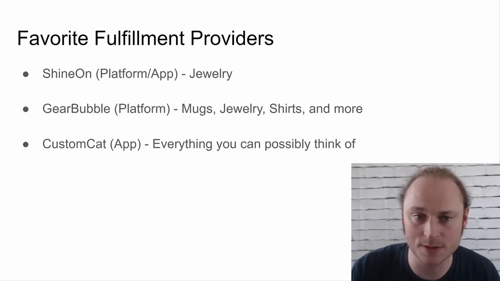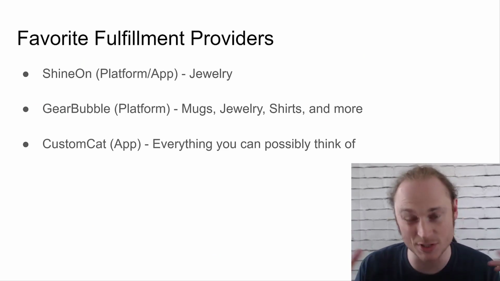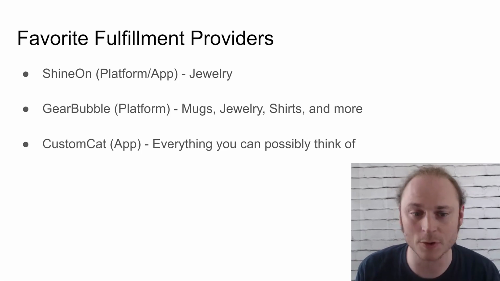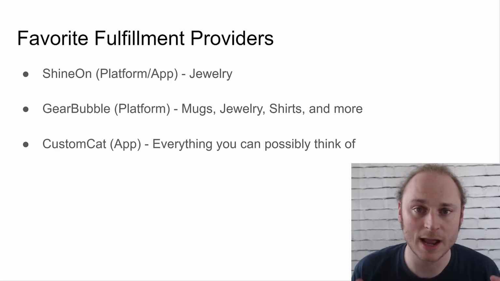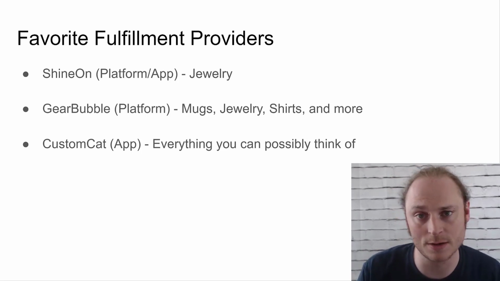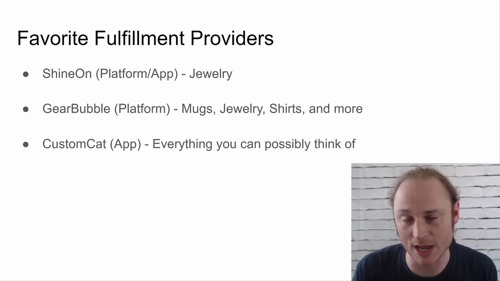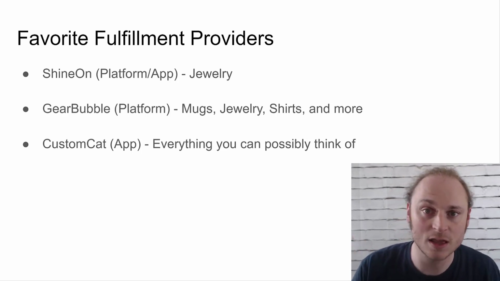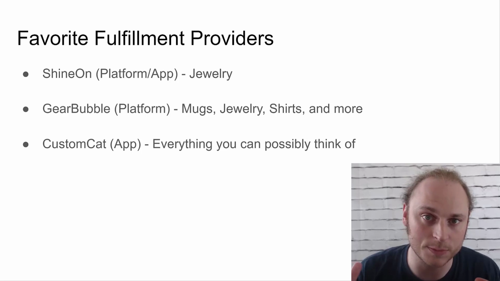But again, just to keep things simple, my 3 favorites are Shine On for jewelry, Gear Bubble for just about everything else, and I love their platforms, and then Custom Cat for the app in your own Shopify store. Now, if you're new, I highly recommend you start with a platform. Again, it reduces a lot of variables. It shortens the learning curve, where literally all you're doing is coming up with a design, putting it on a product, running it to the URL in their store. They've already got it conversion rate optimized for you. They'll handle the customer service, the checkout process, the transaction, all that stuff. Literally, all you're doing is creating good designs and then running good ads. That's why I really recommend people start with the platforms.